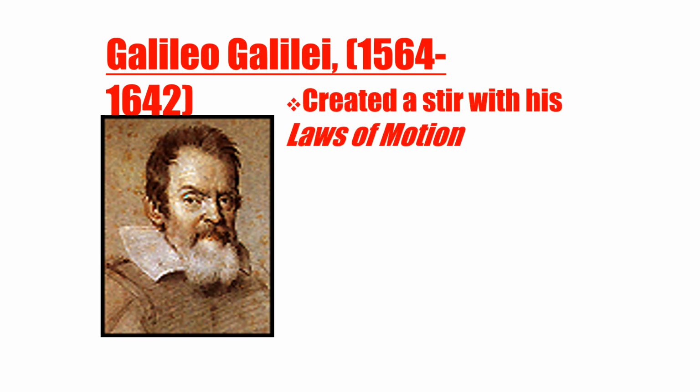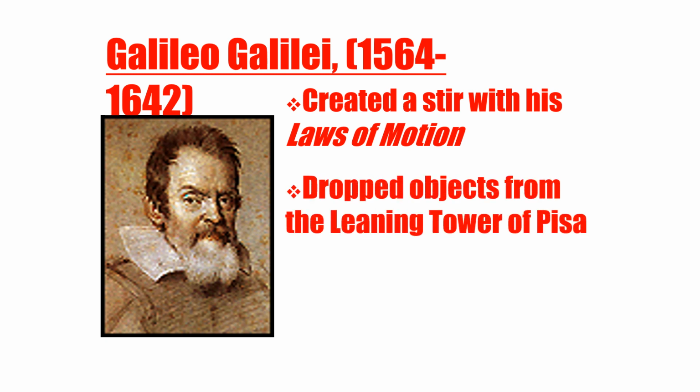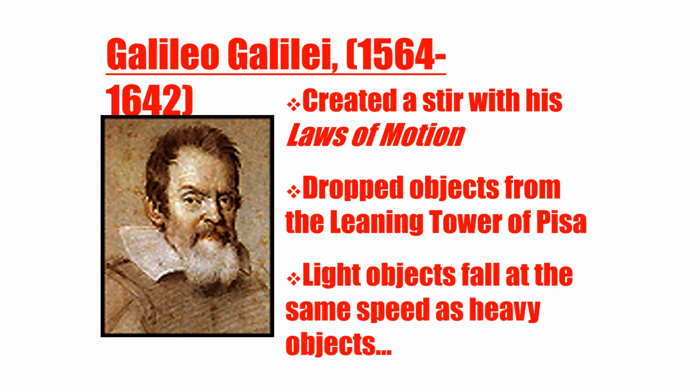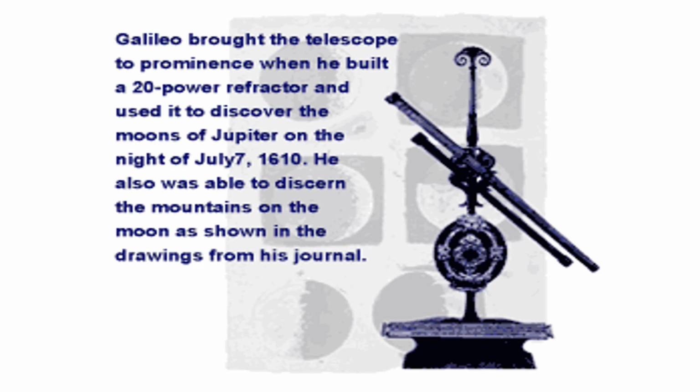Galileo is going to come along later in the early 1600s, and he's going to develop the law of motion, the idea that light objects fall at the same speed as heavy objects. He's also going to develop the first telescope, okay? So think about how amazing this is for our ability to look into the universe and look at the stars and other planets and understand our solar system better. And this was a huge deal.